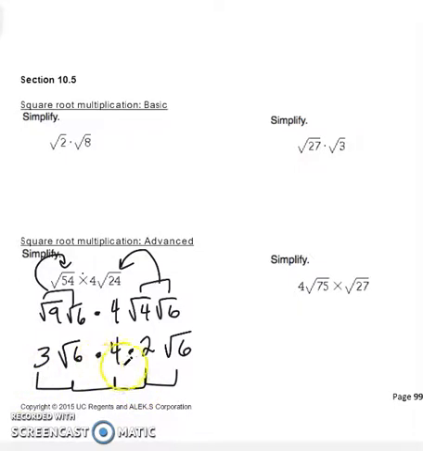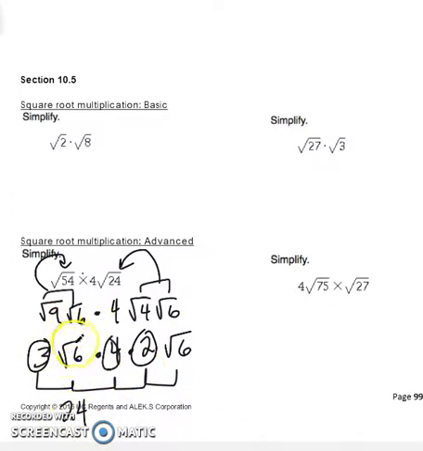We have 3 times root 6 times 4 times 2 times root 6. Well, what's the smartest way to multiply these? Why don't I multiply all the numbers first? Because we can multiply in any order. 3 times 4 times 2, well, 3 times 4, that's 12, times 2 is 24, so we have 24.